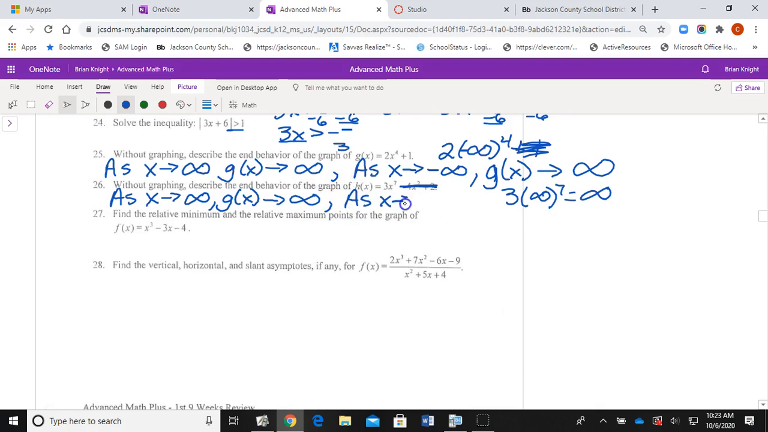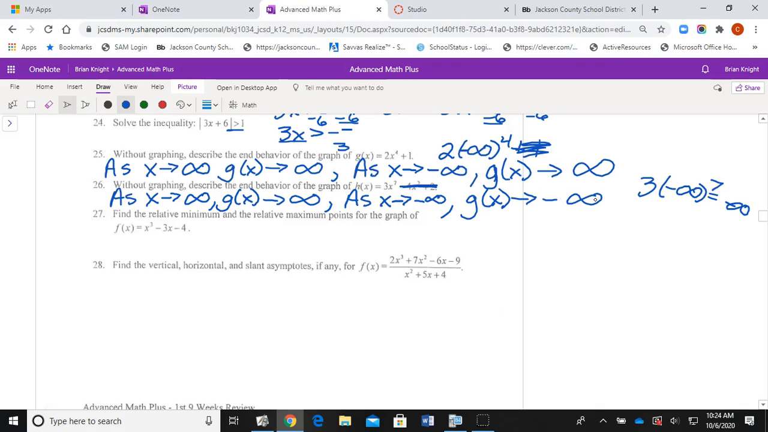As x approaches negative infinity, though, g of x will approach, well, let's see here. If I plugged in negative infinity, 3 times negative infinity to the 7th. Negative infinity to the 7th is negative, times 3 would stay negative infinity. So, as you can see, one of them goes to positive infinity, the other goes to negative infinity. Why? Because it was an odd exponent. Very good.